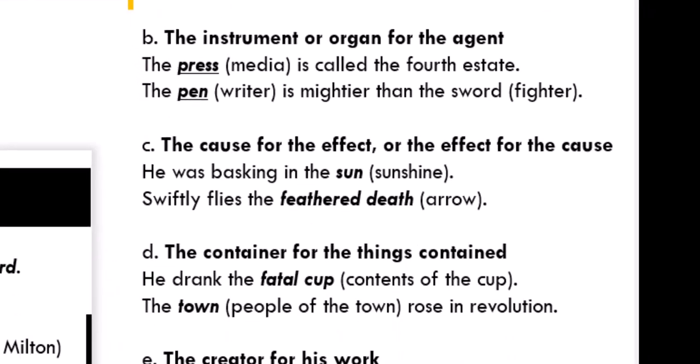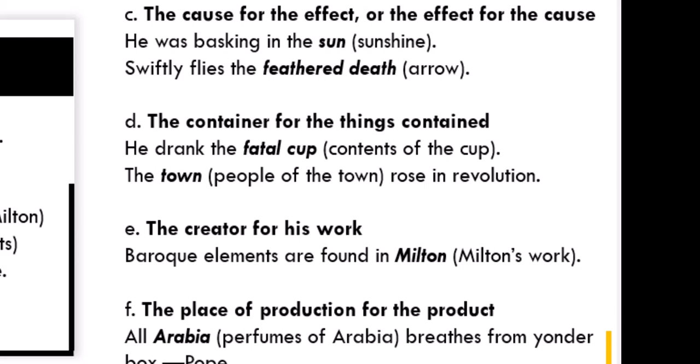The cause for the effect or the effect for the cause. He was basking in the sun. Sun here has to do with sunshine. Swiftly flies the feathered death. So feathered here refers to arrow. The container for the thing contained. He drank the fatal cup. Fatal cup here has to do with metonymy for the content of the cup. The town rose in a revolution. The town there is used as metonymy for the people of the town. The creator for his work.